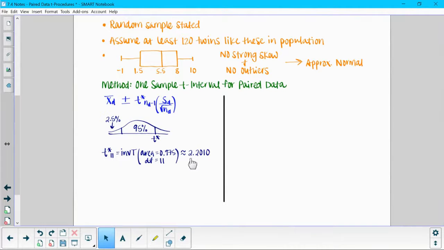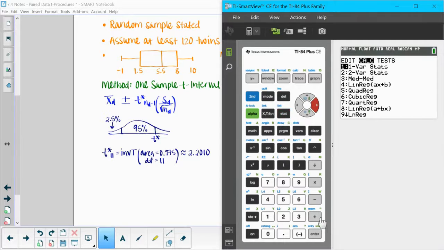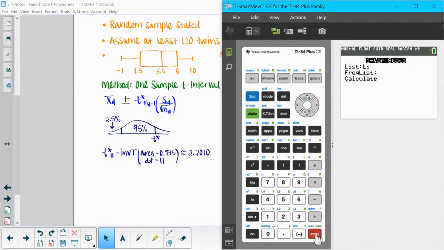Approximately, it ends up being 2.2010. So now that I have my t star, I just need my sample mean and my sample standard deviation. So I'm going to pull my calculator up one more time. And remember, we can get that information from stat calc number 1. One var stats, I want it to look at L1, and then I hit calculate.